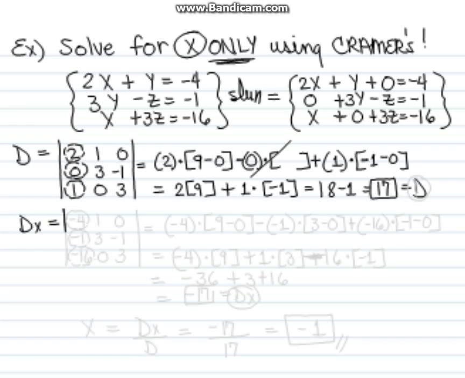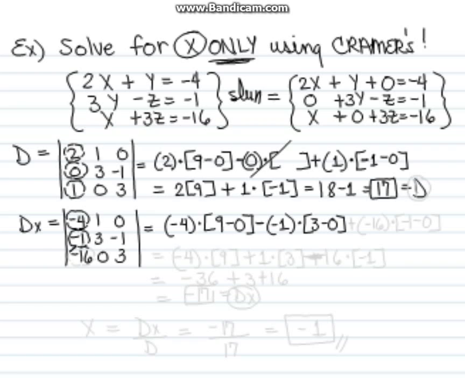Let's do D sub x. Here we're going to replace the x coefficients with the constants negative 4, negative 1, negative 16. Then keep the y coefficients 1, 3, 0, and keep the z coefficients 0, negative 1, 3. That equals, expanding about the first number in the upper corner, comes with an assignment of a positive, and then the number is negative 4 times bracket, cross out the column and row, then do cross product 9 minus cross product 0. The next number, negative 1, that position comes with an assignment of a negative, and then the number happens to be also negative 1 times, cross out the column and row, cross product 3 minus cross product 0.